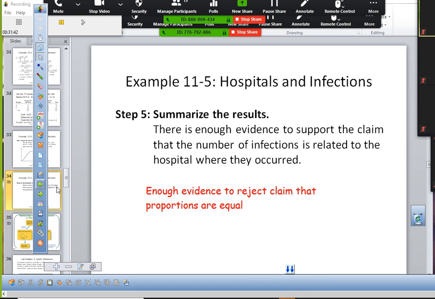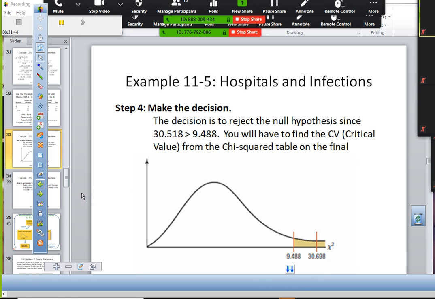I can go back a slide, sure. So go ahead and take a picture of that, or draw that out really quickly if you need to. That's step 4 in your example.